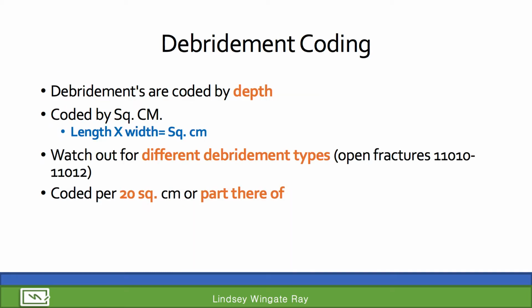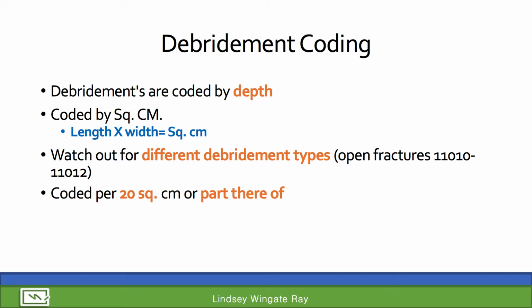Now let's turn to the debridement section. Debridements are coded based on the depth, so how deep the wound was debrided, and then it's also coded by the size of the wound. The size is based on square centimeters. If the square centimeters are not given, a length and a width would be given, and you would have to multiply those together to get the square centimeters. That will be good to write in your book here.